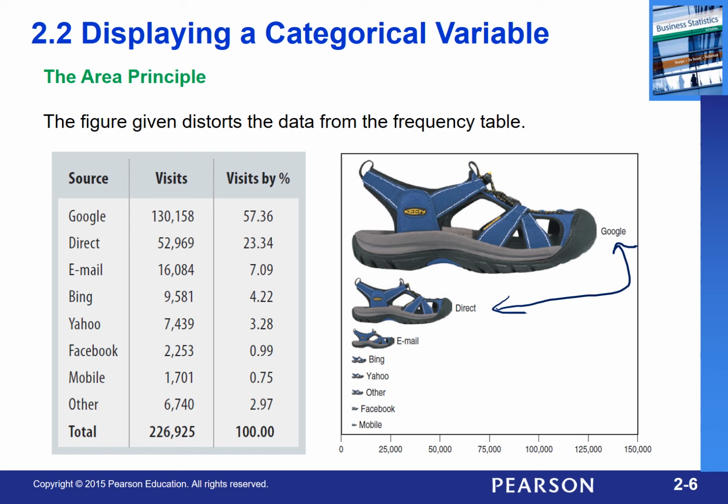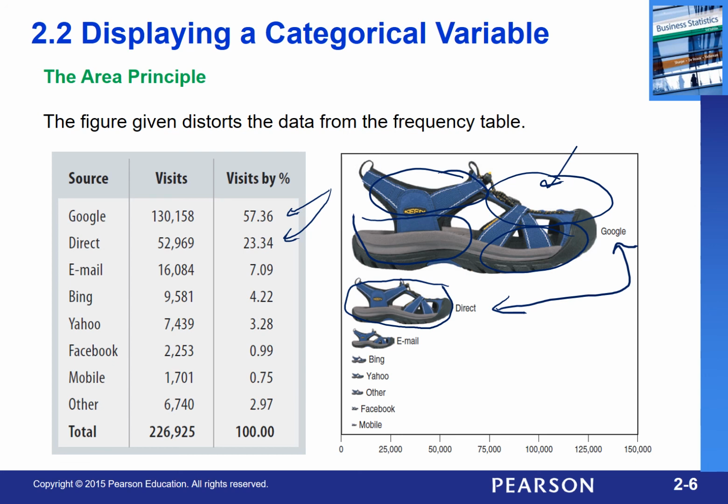And you might look at Direct compared to Google and be like, oh, well, I've got a shoe this size, I could fit one there and one there and one there and one there, about 4 times, maybe 3.5, because this one doesn't quite look right. So Google looks to be 4.5 times the size of Direct, but that's not true. When you're looking at 23% versus 57%, it's only about twice as much.